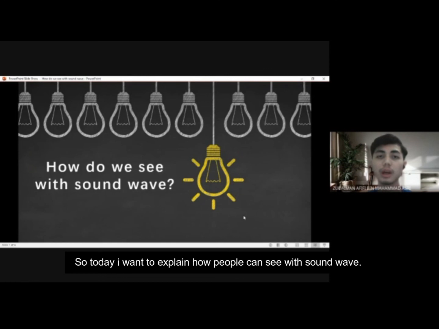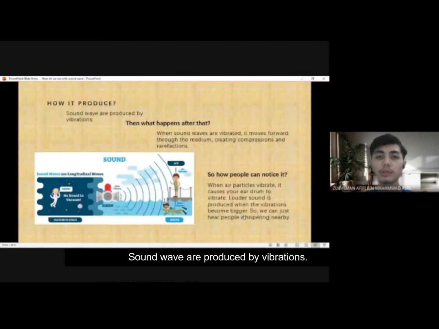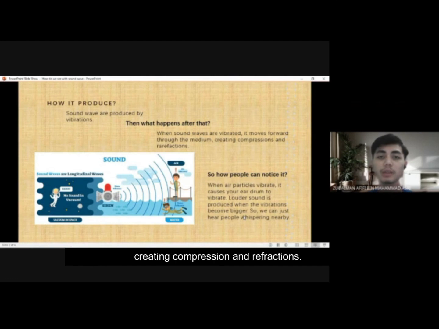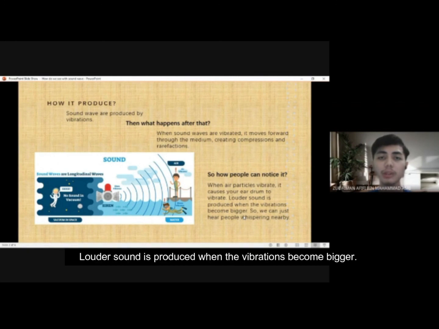So today, I want to explain how people can see with sound waves. First of all, I want to explain how sound is produced. Sound waves are produced by vibrations. When sound waves vibrate, they move forward through the medium, creating compressions and rarefactions. So, when air particles vibrate, it causes your eardrum to vibrate. A louder sound is produced when the vibrations become bigger. Then, we can hear people whispering nearby.